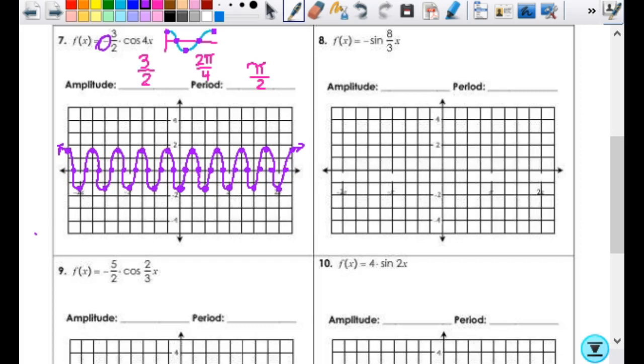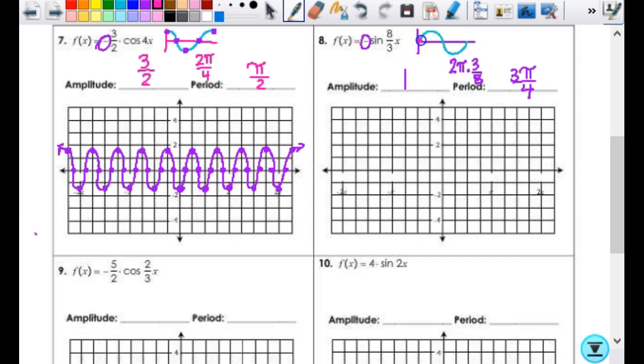So number 8. Amplitude is 1, but I got to pay attention to the negative. The period, I'm going to take 2 pi, and I divide it by 8/3, which means I'm multiplying it by 3/8, okay, which is going to give me 3 pi over 4 as my period. I want to draw in, or sketch in here, sine. Sine looks like this.